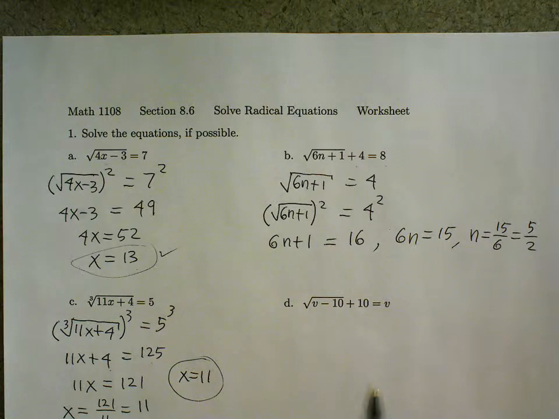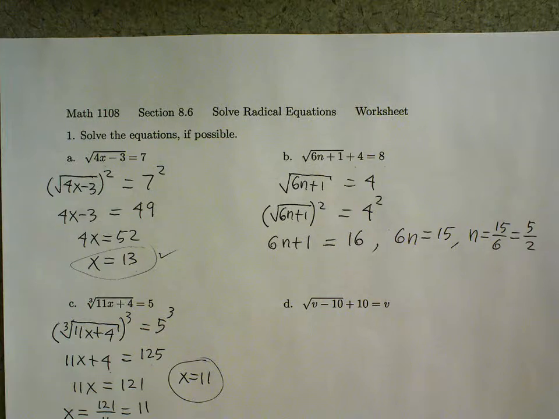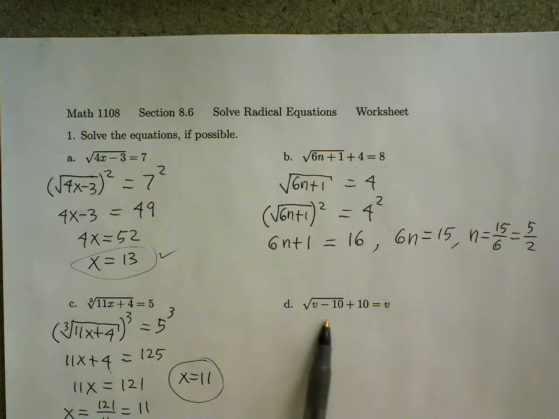Okay, in part D, what do we do to start? How do we solve this equation for v? What's the first step? Subtract 10 from both sides. So online, what's the first step in part D?